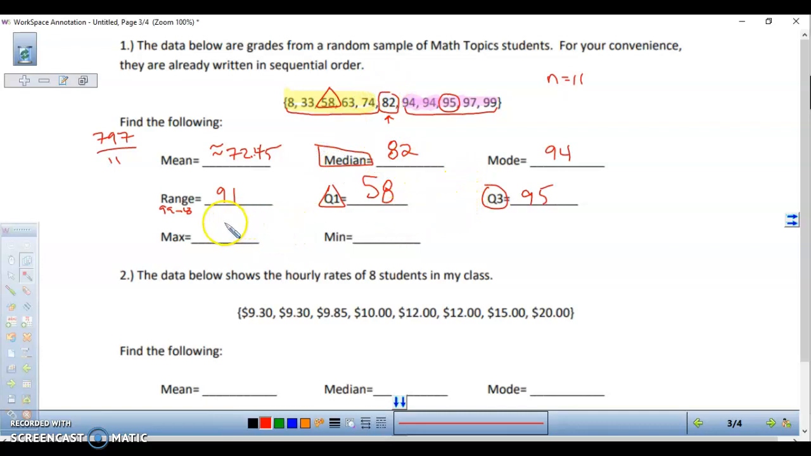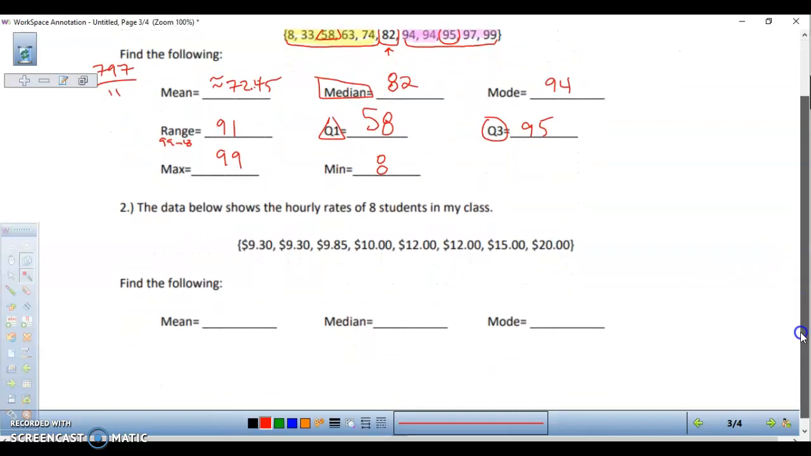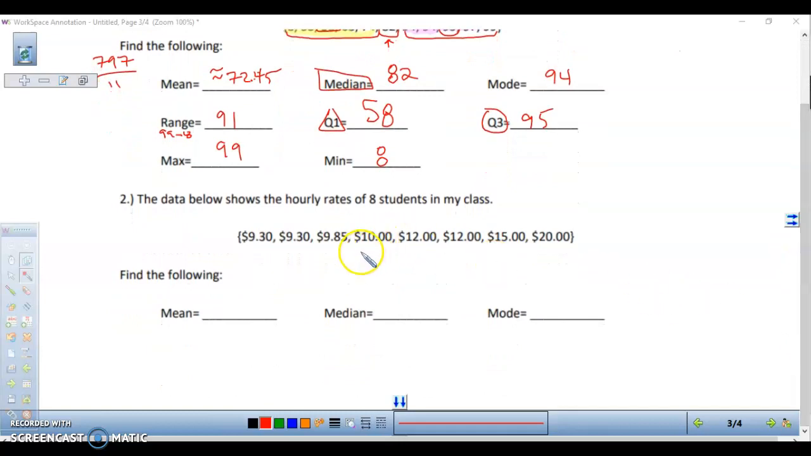All right, the maximum, of course, the biggest number, which is 99. And the minimum is the smallest number, which is 8. There you go. Pretty straightforward, right? You guys probably heard most of these words before. I'd say maybe Q1, Q3, and median, something you're not super familiar with, but the rest should be pretty familiar.